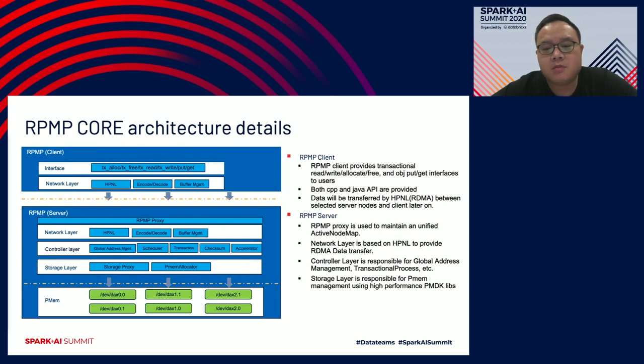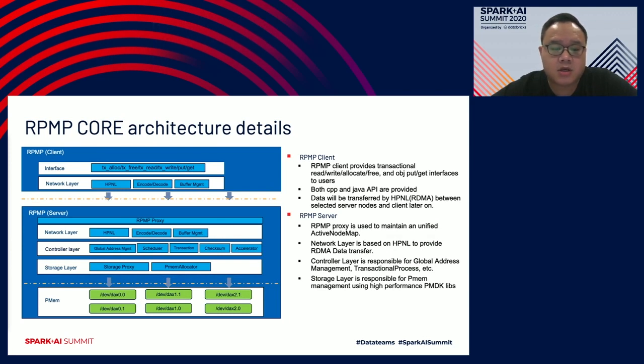The network layer is built on a library called the high-performance network library, which is based on libfabric. So it provides protocol-agnostic support. It can work with RoCE RDMA, iWARP RDMA, or even InfiniBand. The RPMP server is a three-layer design, and the network layer has an HPNL server running inside it, so it can talk with the HPNL-based client on the client side.